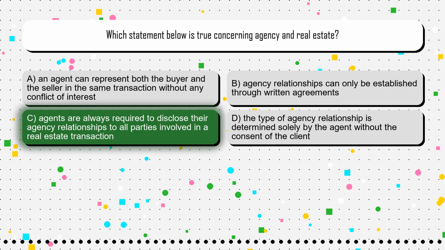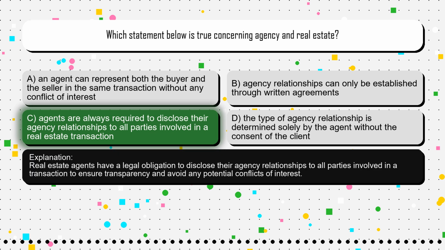The correct answer is option C. Agents are always required to disclose their agency relationships to all parties involved in a real estate transaction. Real estate agents have a legal obligation to disclose their agency relationships to all parties involved in a transaction to ensure transparency and avoid any potential conflicts of interest.